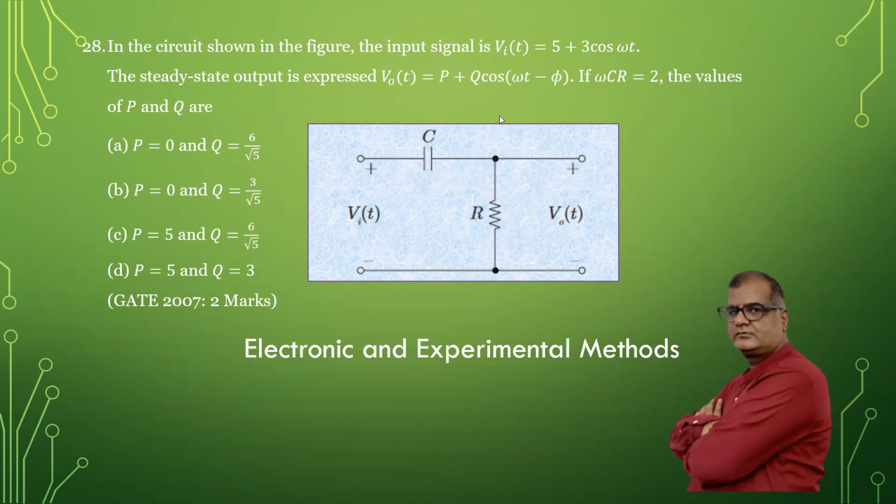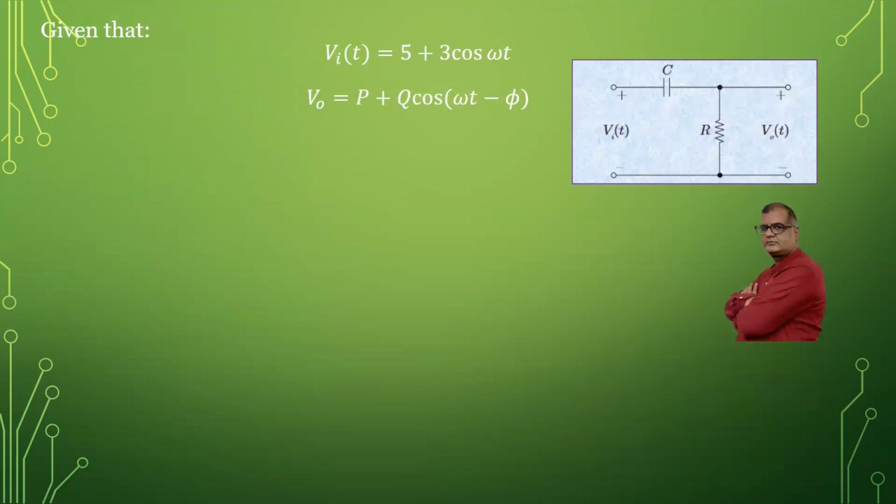And the question is also saying that V naught is written as P plus Q cos omega t minus 5, and because it will pass only an AC signal, the DC part will be 0, so in the output also the DC part will be 0, so your P will be 0. Now the remaining thing is we need to find the Q, and the phase. Because the phase will also change when the input you're applying, the output phase will also change. So let us find it now.